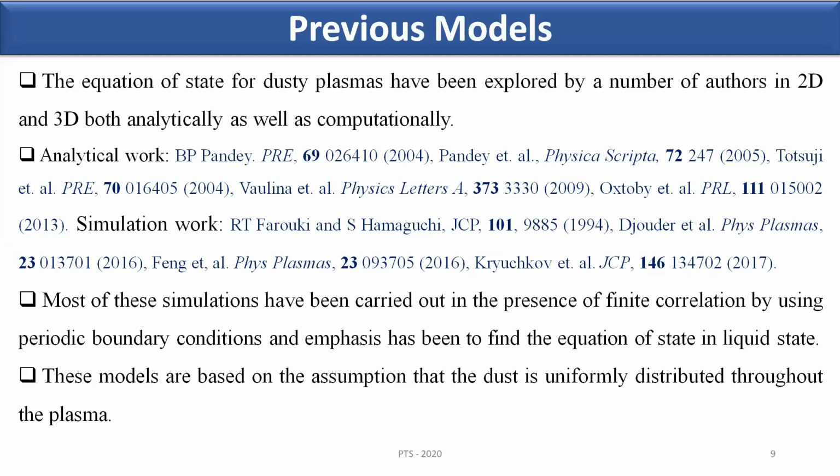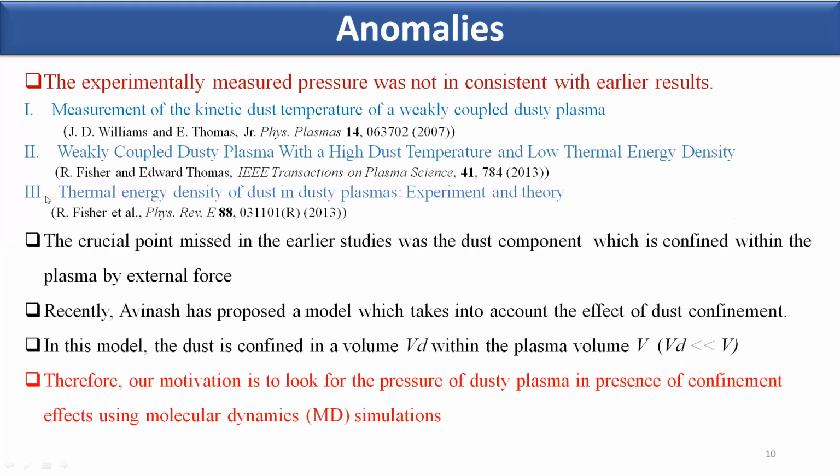Because all these references assume that the electron-ion plasma and the dust occupy the same volume in their model. Due to this, many anomalies come up, which I'm going to discuss in the next slide. For example, here I have discussed three experimental papers where the measured pressure is not consistent with the theories or models given earlier.